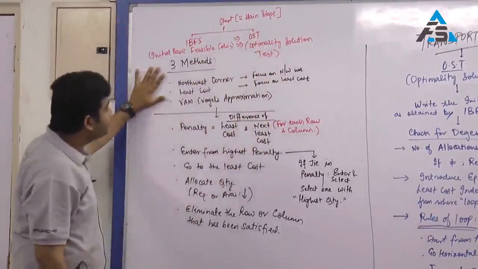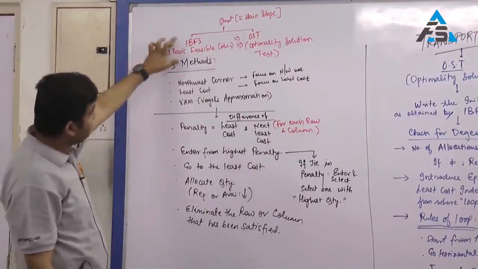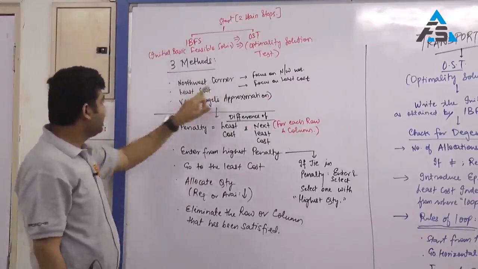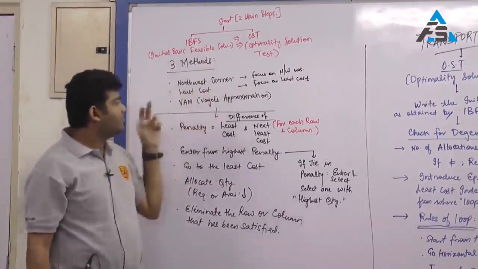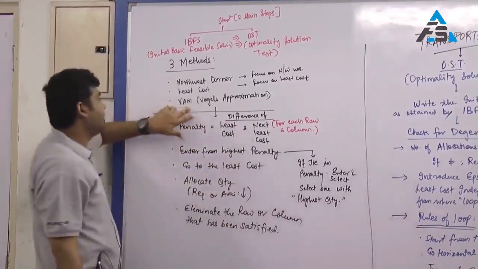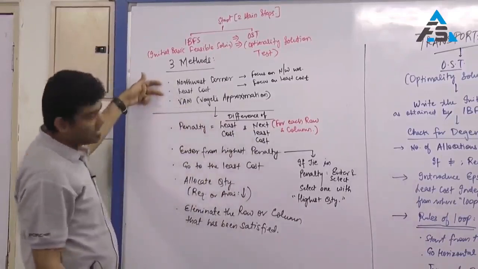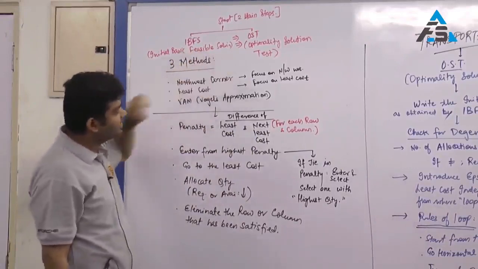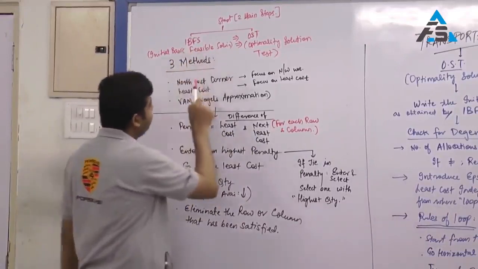Moving on. In order to solve IBFS, there are three methods. Method 1, northwest corner. Method 2, least cost. Third, VAM, Vogel's approximation method. 9 out of 10 times you will get a question on VAM. Still, it is ICAI, can be anything. So northwest corner, least cost, Vogel's approximation method are the three methods to solve IBFS.